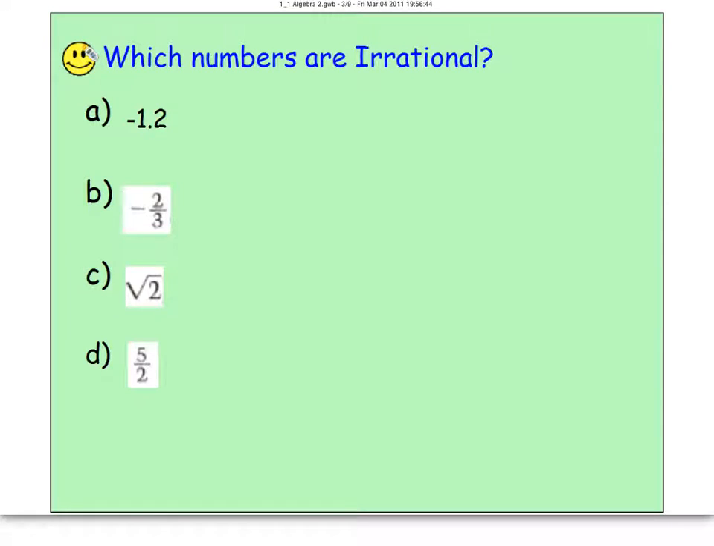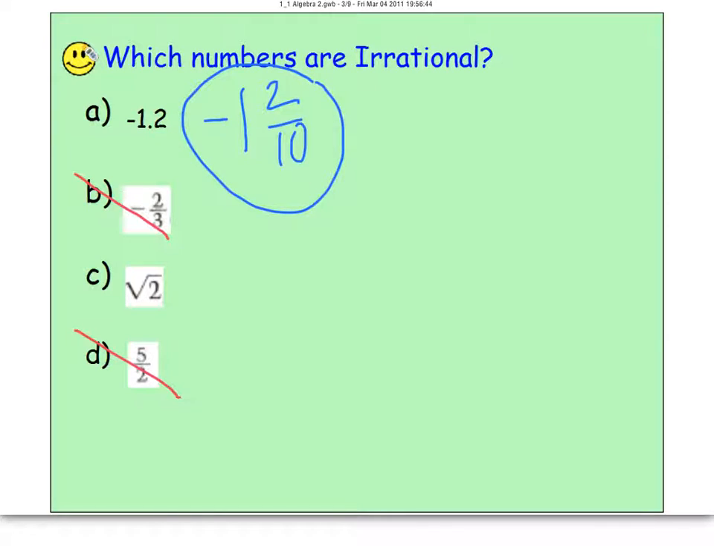Let's look at a quick example that asks us which numbers are considered irrational. Remember, irrational means it cannot be written as a fraction. Therefore, we can go ahead and cross off choice B and choice D. Now, on letter A and letter C, can they be written as a fraction? If you just say this number right here, you would say it's -1 2/10. Think about it this way. -1 2/10 can actually be written as a fraction.